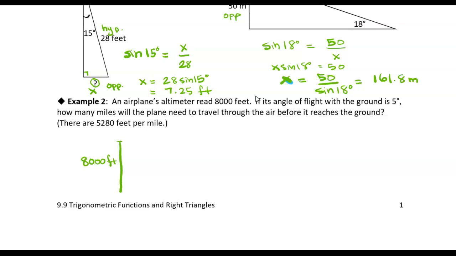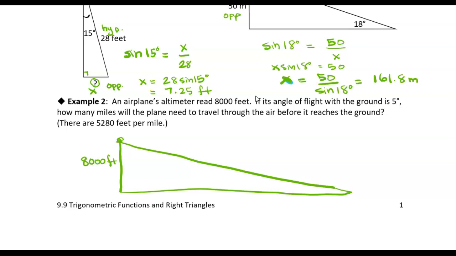Here's the little airplane right up here. I'm not going to be fancy and draw any airplane. That's just where the airplane is. It's coming in, and its angle is 5 degrees. So we're coming in at a really shallow angle. The angle it's coming in at, with respect to the ground, is 5 degrees. Then we're asked to find how many miles the plane will need to travel through the air before it reaches the ground. So we're looking for the air distance, not the distance on the ground. I'm going to call that x.